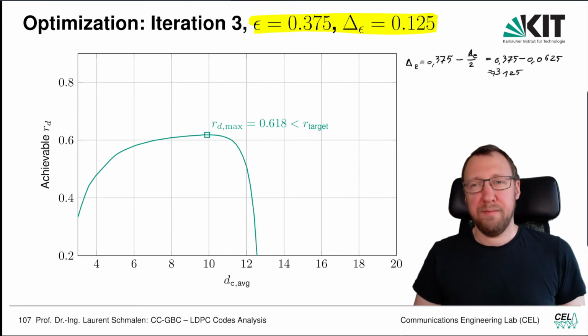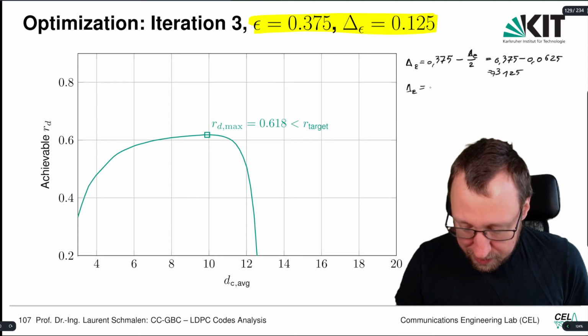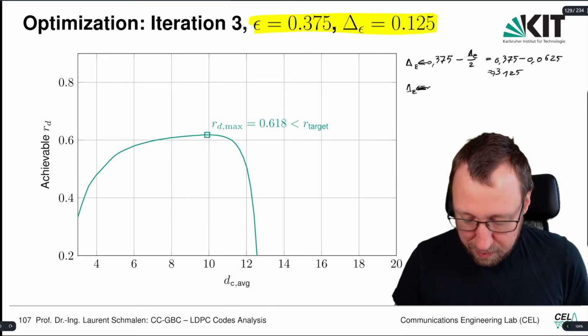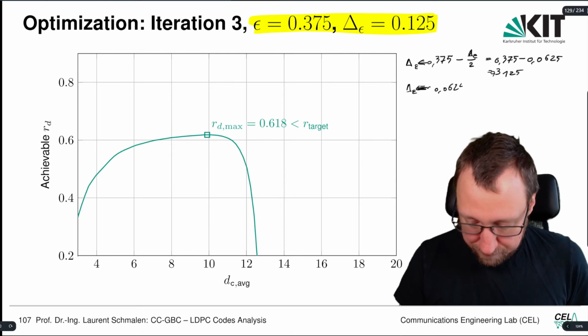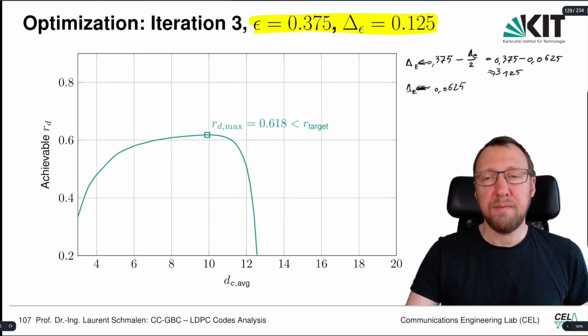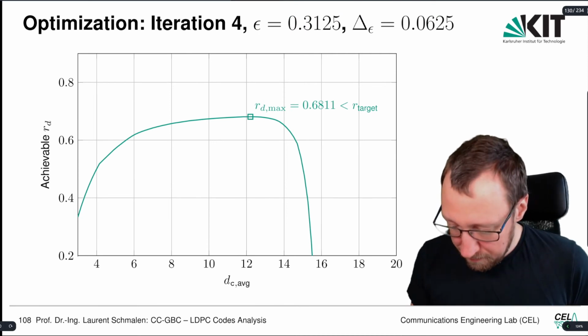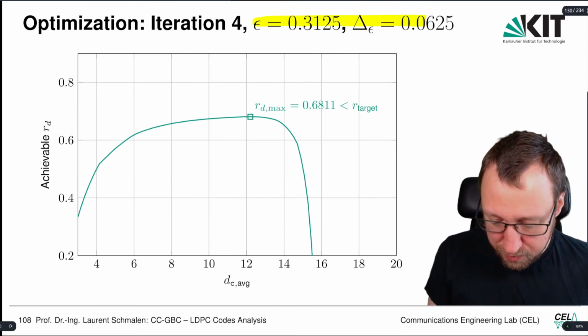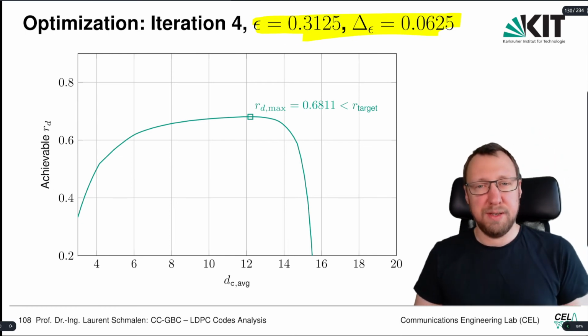0.3125. And delta epsilon gets smaller again, delta epsilon becomes 0.0625. Okay, so we are here. Now we had epsilon equals 0.3125 and delta epsilon equals 0.0625.